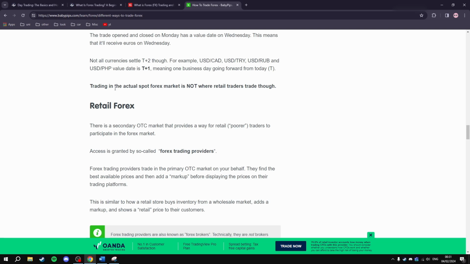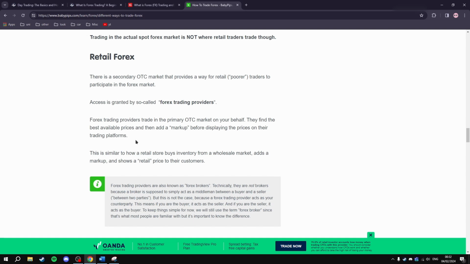Retail Forex. There is a secondary over-the-counter market that provides a way for retail, i.e. normal traders, to participate in the Forex market. Access is granted by so-called Forex trading providers. Forex trading providers trade in the primary over-the-counter market on your behalf. They find the best available prices and then add a markup before displaying the prices on their trading platforms. This is similar to how retail stores buy inventory from a wholesale market, add a markup, then show a retail price to their customers.